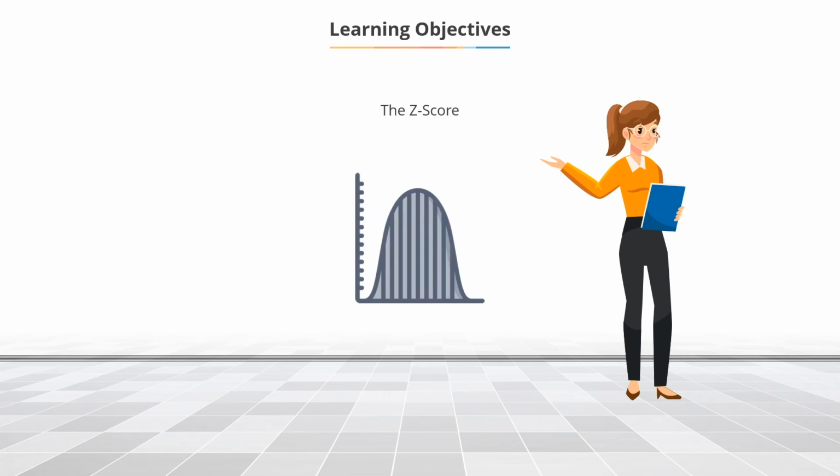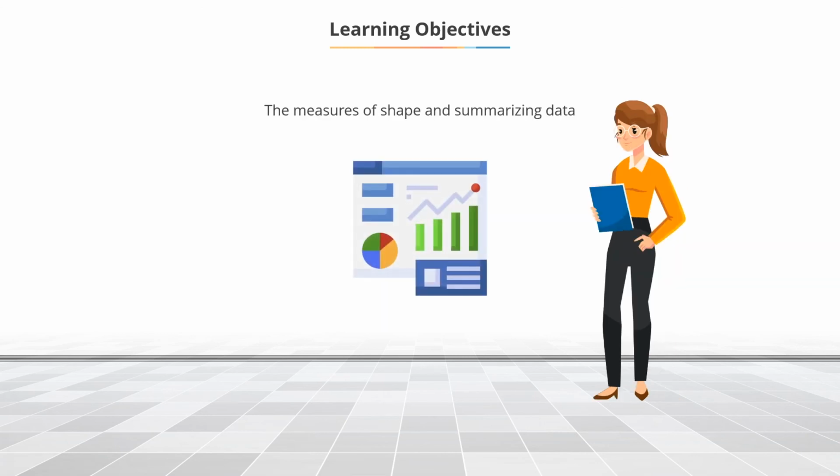The Z-score, the coefficient of variation and its application, and measures of shape and summarizing data.